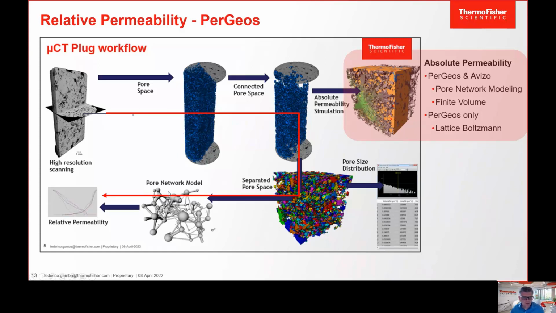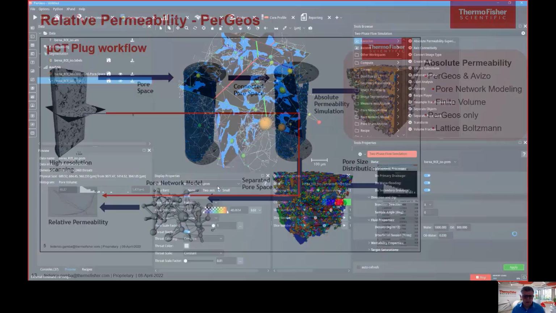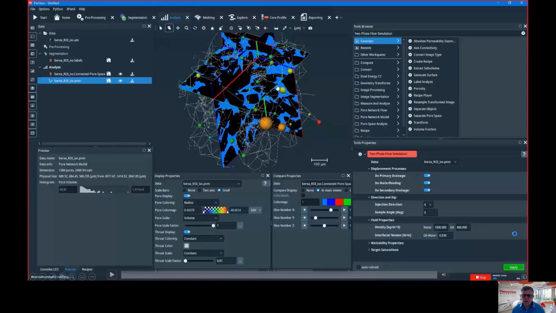So let's move on. Relative permeability. Relative permeability can be done only in PerGeos. There is nothing in Avizo to do relative permeability. And in PerGeos, this is done through pore network modeling. And we are going to see how. But the idea is the same. You segment the connected pore space, and then you ask PerGeos to build a pore network, and then to compute relative permeability. So this is what you will get at the end, something like a pore network, etc. So I'm going to do it.